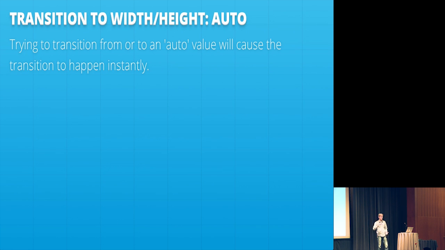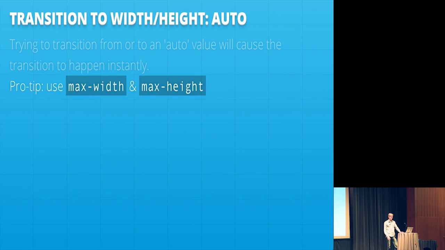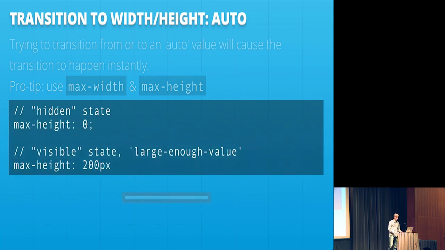If you try to do that by setting the height to 0 first, and then on hover, for instance, set it to auto, and want that to transition, it's going to happen instantly, so there's no animation. But you can work around that by using max-width and max-height. In the case of the height, you're going to use max-height. So instead of specifying height 0, you specify max-height 0. And in the visible state, you just specify a large enough value, so it's not bulletproof. But in most cases, it's enough, so you can actually transition to an auto value.